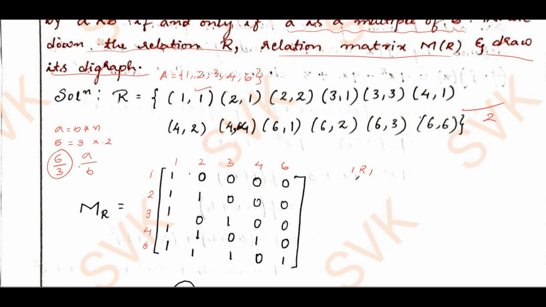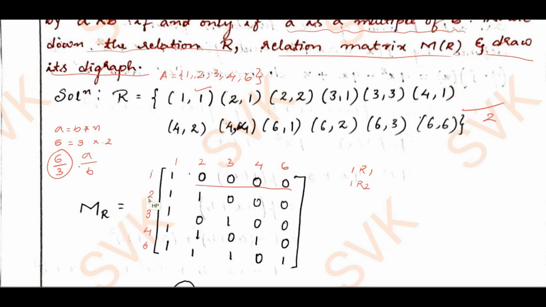Next I will see whether 1 is related to 2, meaning is 1 comma 2 there in the relation R? No. So I am putting 0. Similarly 1 3 is not there, 1 4 is not there, 1 6 is not there. For that reason I will put these values as 0.